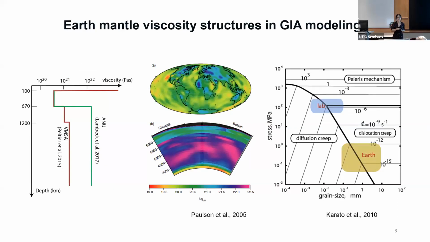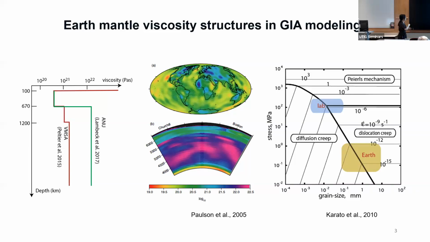Okay, so let's talk about the rheology of the Earth in the GIA world. From left to right is from the easier one to the more complicated one. In previous studies, people usually used a very simple 1D spherically symmetric Earth, with layered mantle viscosity, to model this GIA process.